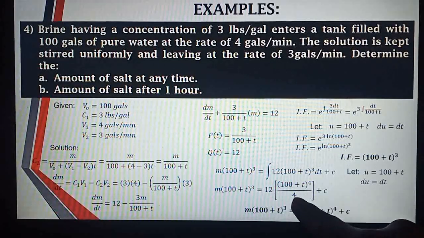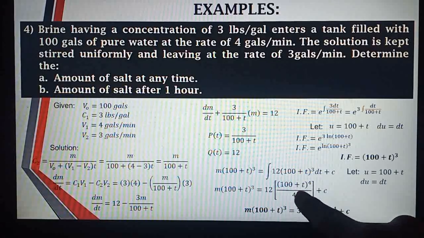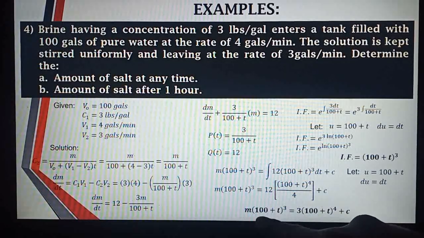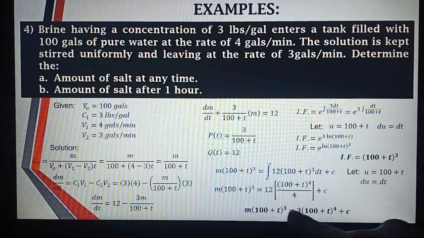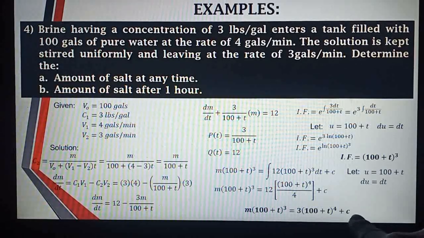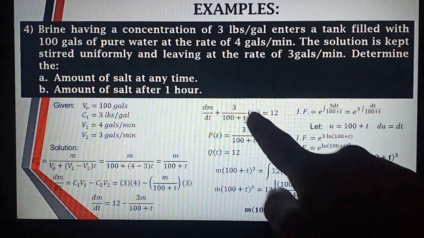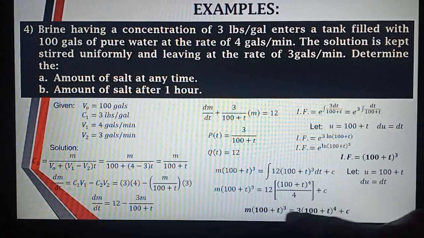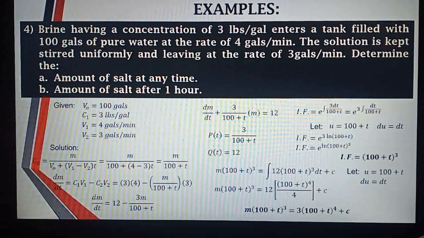Then 12 over 4 is 3, multiplied by (100 plus t) raised to 4, equated to m multiplied by (100 plus t) cubed plus c. This is our general solution. All we have to do is find a particular solution to find the amount of salt at any time t. However, we have to find the value of m and t at initial.